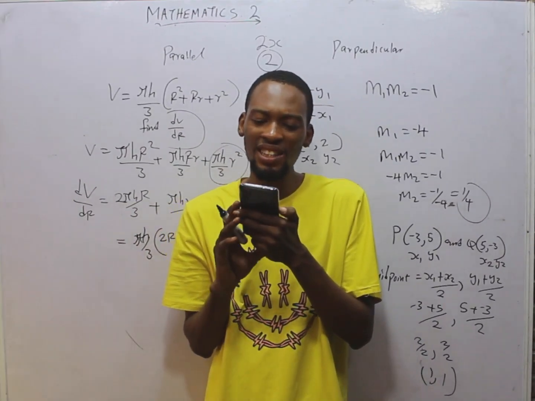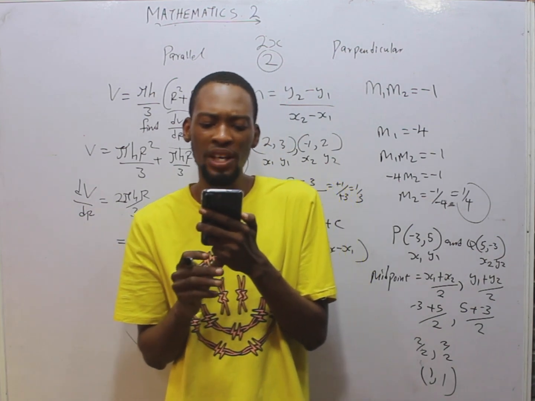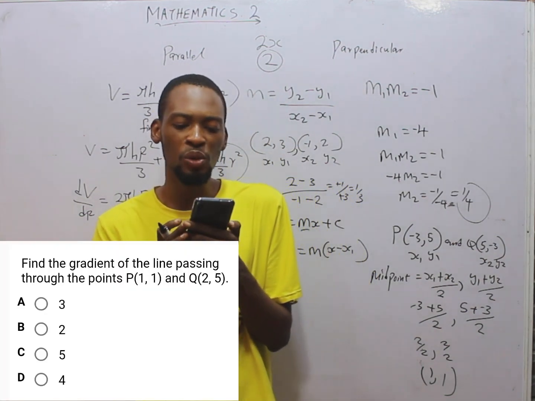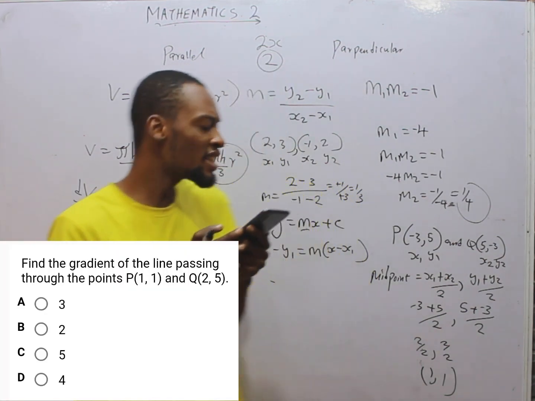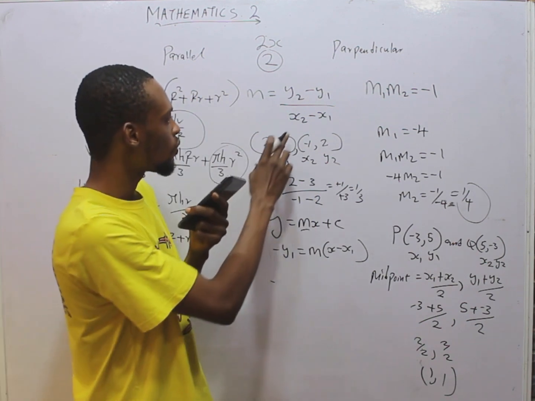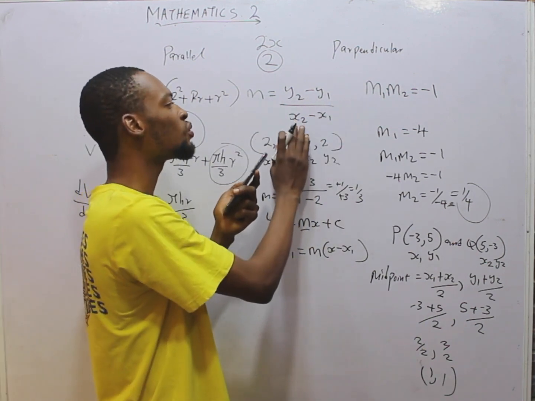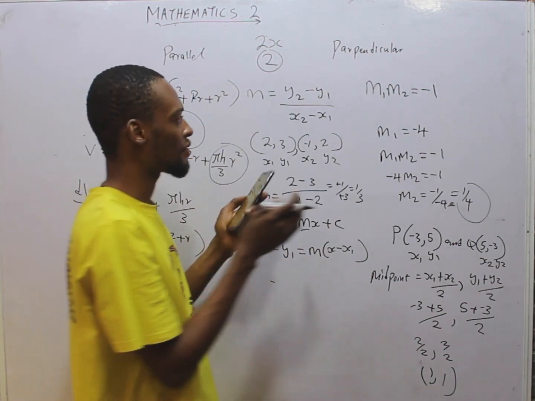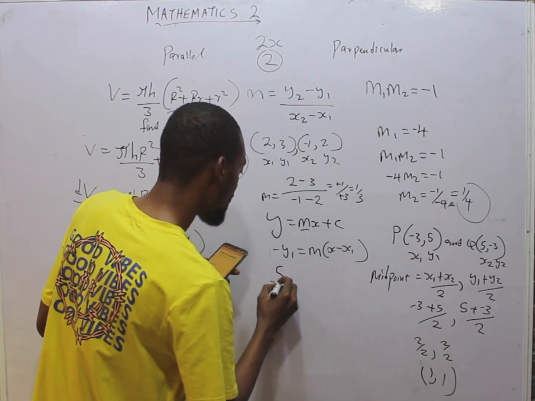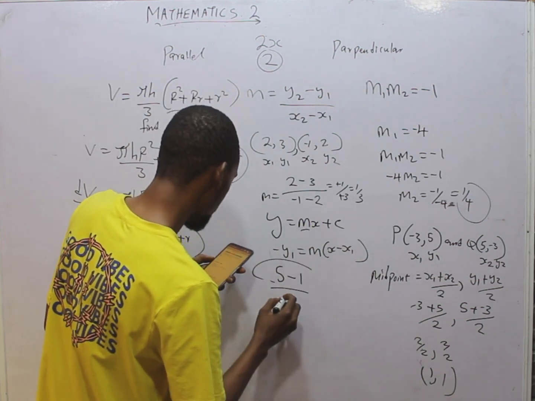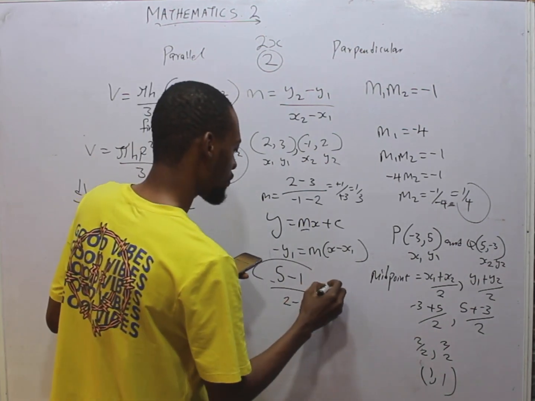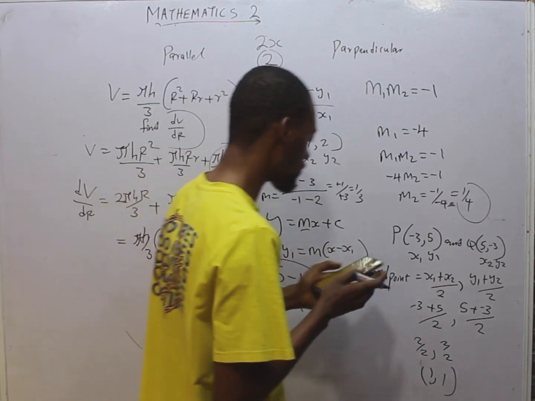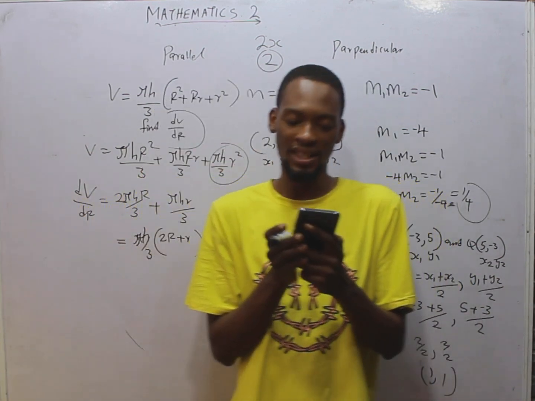It says find the gradient of the line passing through the points P(1, 1) and Q(2, 5). Gradient is simply y2 minus y1 over x2 minus x1. In this line, y2 is 5. So 5 minus 1 over 2 minus 1. This should give you 4 over 1. So that is 4. Simple as that.